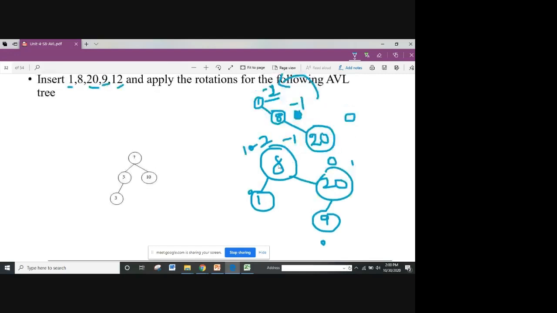So I will go for 8, greater than 8, 12 goes to the right side here. But compared to 20, 12 is lesser, so this side. Now compared to 9, 12 is greater, so come this side. So 12 I will put it here, right? Now again I have to calculate the balance factor.